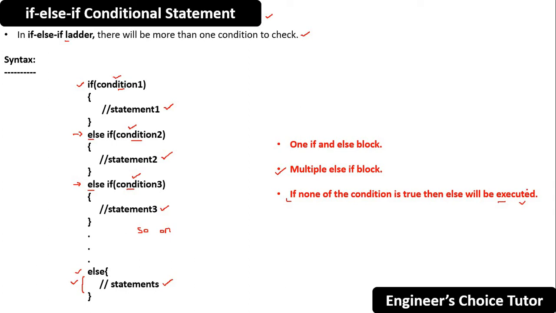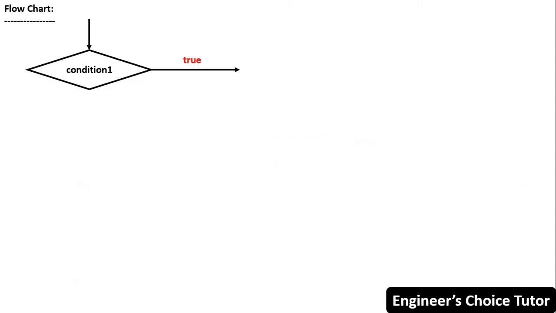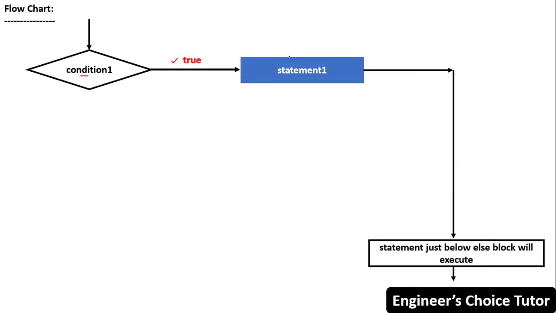Now let's understand the flow with the help of a flow chart. So basically this flow chart is designed based on the syntax that we have covered just now. Now suppose condition 1 is true. If condition 1 is true, then statement 1, which is present inside the if block, will execute. After that, the statement below the if else block will execute. Alright? Make this thing clear.